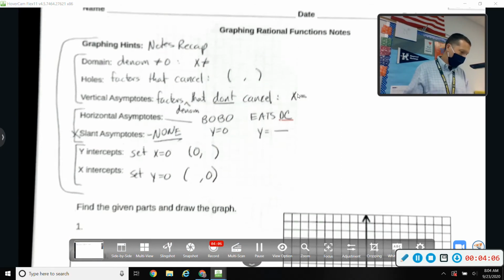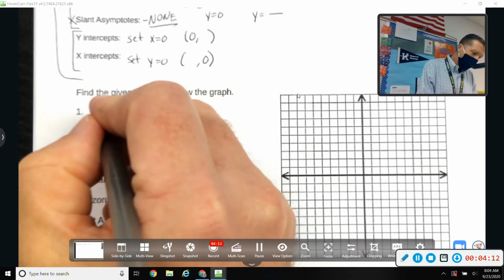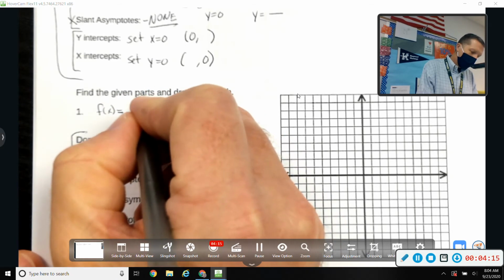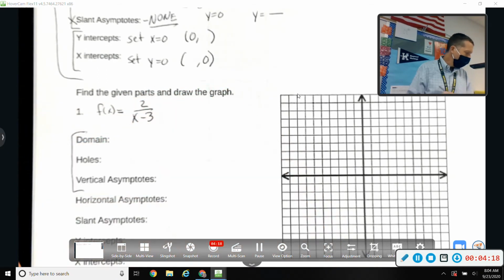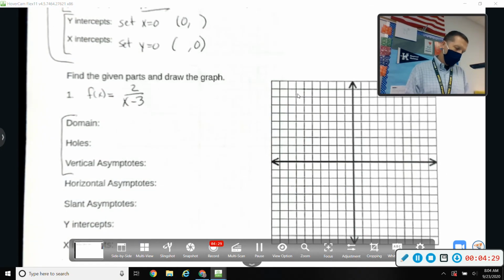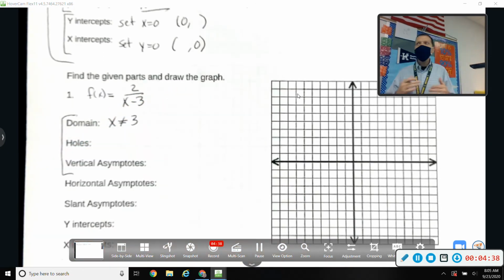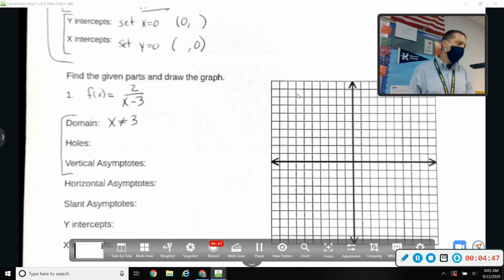All right, let's do some examples together because we haven't seen how to put it all together yet. For number 1, let's say f of x equals 2 over x minus 3. So domain, what's my domain going to be? Good, x can't be 3. Remember, you have to say x can't be, because the whole point is x can be anything we want except for 3. So x can't be 3, and that's the only thing x can't be, so there's our domain.